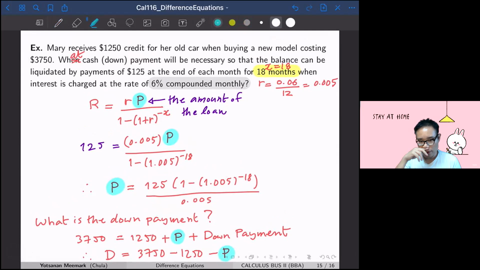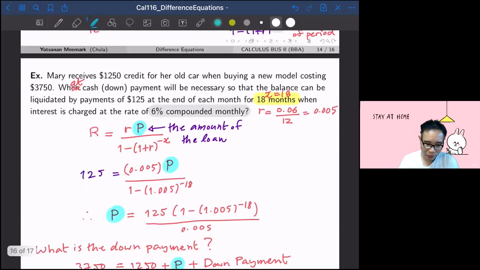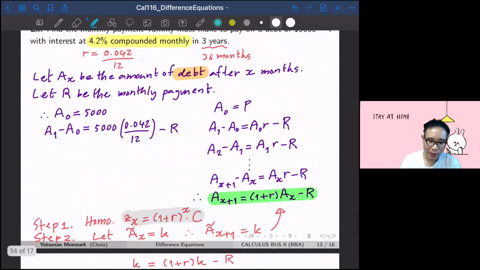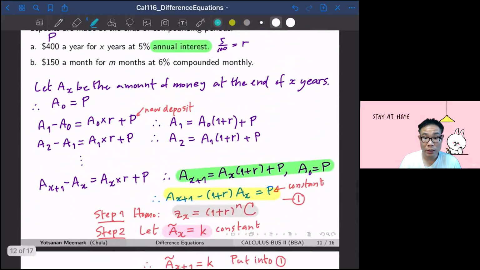If the question does not ask you to solve or set up the difference equation, you may not have to, but the question may ask you to set up and find the solution of the difference equation shown here. So you have to work on something like this that we have done in this video.